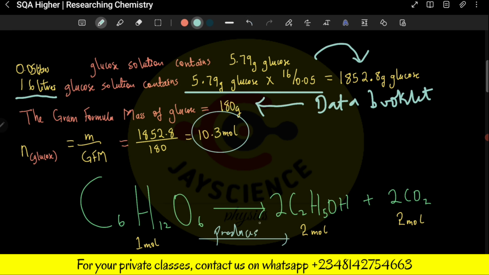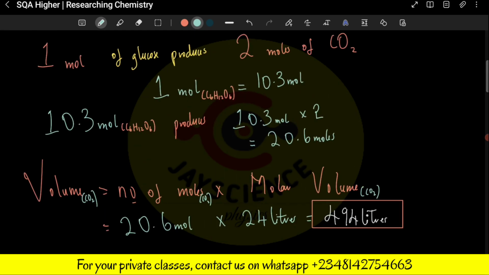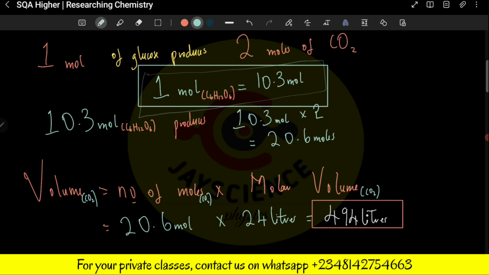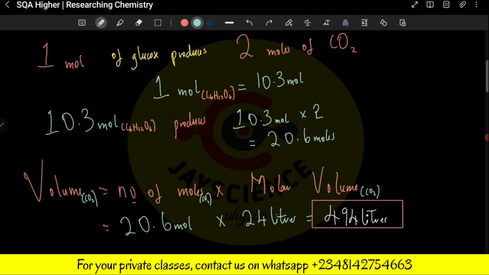We've established that we have 10.3 moles of glucose in 16 liters. 1 mole of glucose produces 2 moles of CO2, so 10.3 moles of glucose produces 10.3 moles multiplied by 2 moles of CO2. That gives us 20.6 moles.